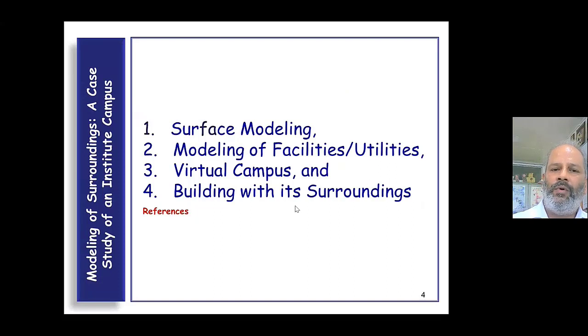So keeping this in view, this presentation has been divided into four parts. First, we'll start with the modeling of surface. Then once the surface is modeled, whatever facilities or utilities are there above and below ground are modeled and placed on the surface model. This gives us the complete surroundings. Then the building or facility which is to be constructed or planned is placed on its location in its surroundings.